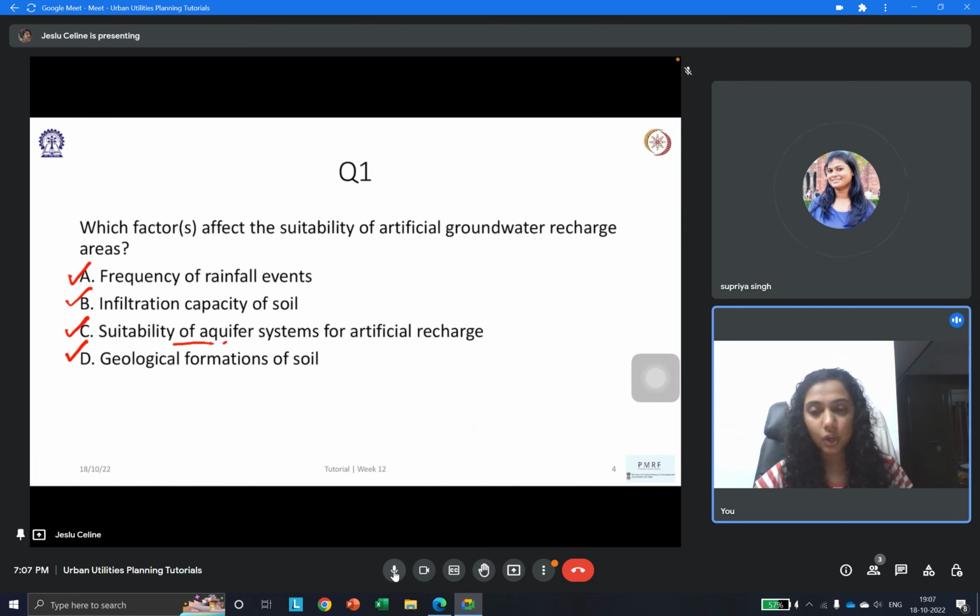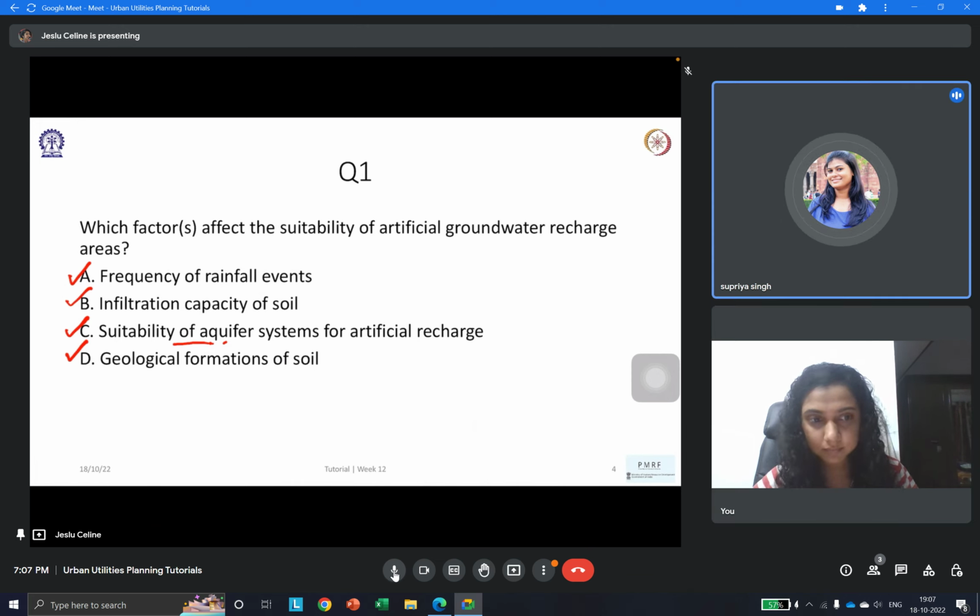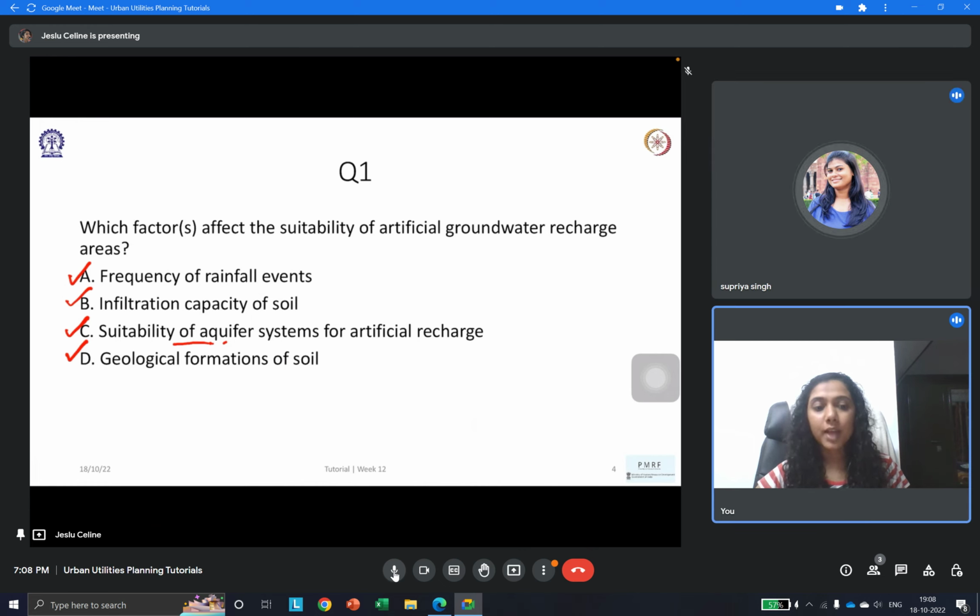And geological formations, how does that help? Geological formation of soil. Type of soil is also important. That influences the percolation capability of that soil. Certain geological formations, based on the material or content in that soil, or basically the characteristics of that soil and the type of formation it is, also influence how much water gets into the aquifer.